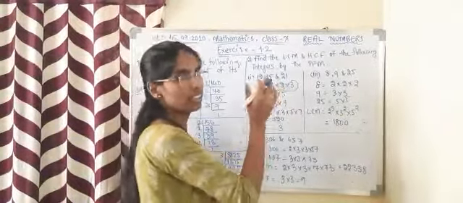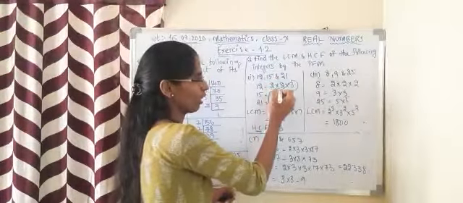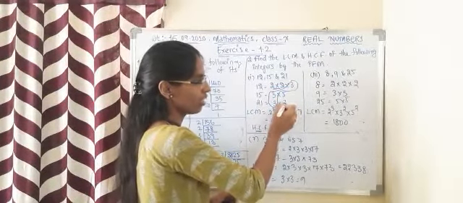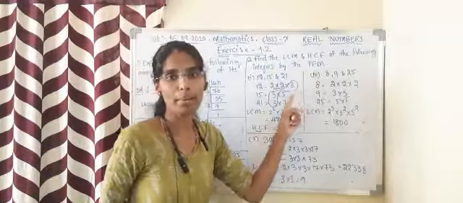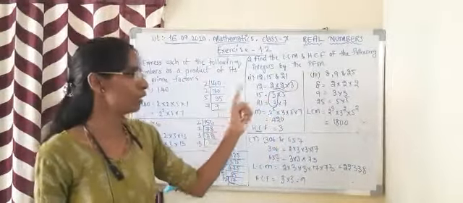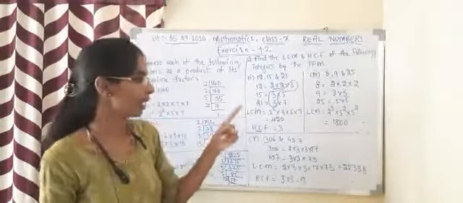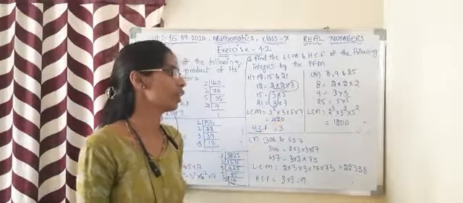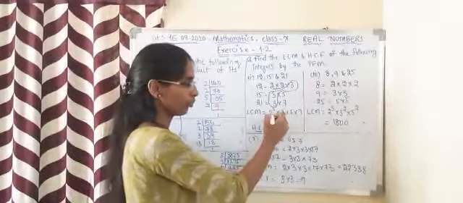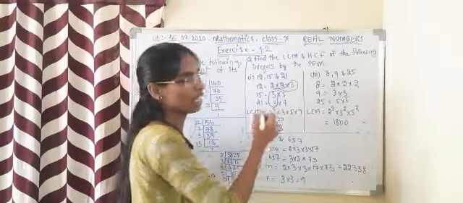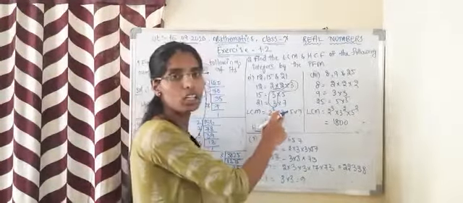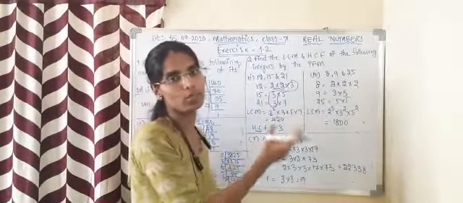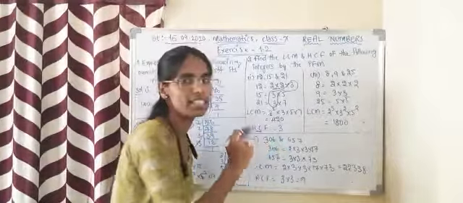Other than 3, you have 2 square, that is 2 into 2. I have taken 2 square, I have taken 5, I have taken 7. The common multiple you have to take only once. That is, 3 we have to take only once. Now what you have to do is, 2 square is 4. 4 threes are 12. 12 fives are 60. 60 sevens are 420.